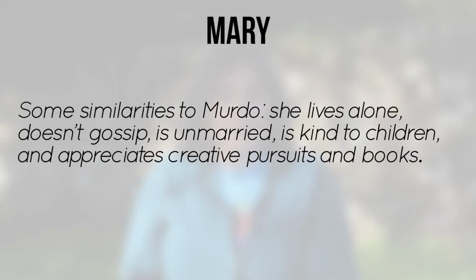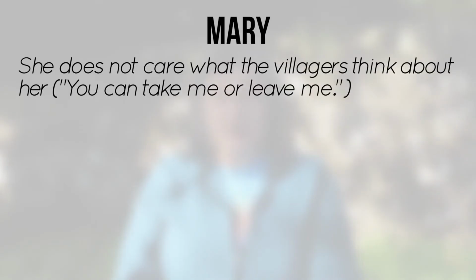Now let's look at Mary, who is similar to Murdo in some ways, namely she lives alone, doesn't gossip, is unmarried, is kind to children and appreciates creative pursuits and books. Yet while sharing these similarities with Murdo, at the same time Mary is so very different from him. For a start, she does not care what the villagers think about her, as suggested when her attitude is described as, "You can take me or leave me."